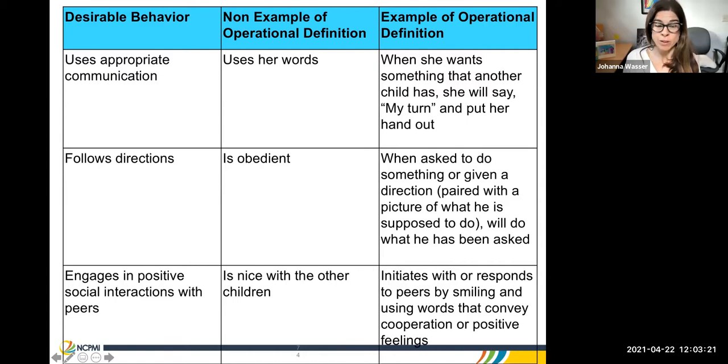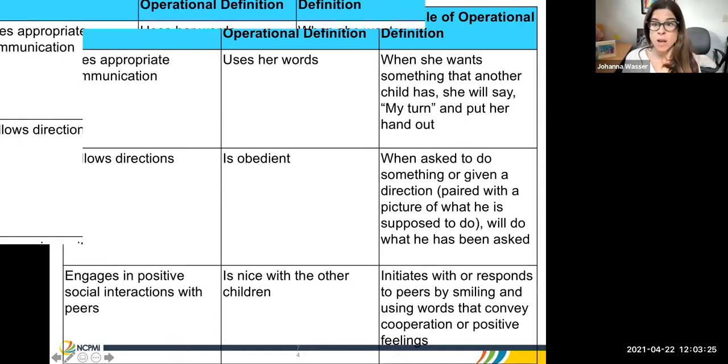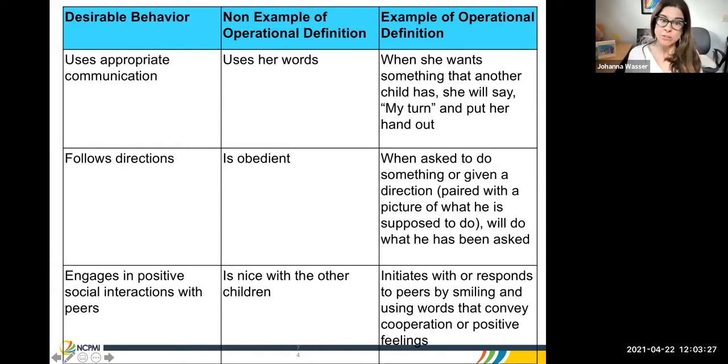Which words do we really want to hear from Joey right now? Right, we might hear some choice words, but that's what we asked him to do. So, not a positive, but an operational definition is when she wants something that another child has, she will say "my turn" and put her hand out.